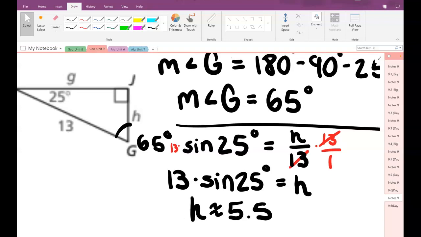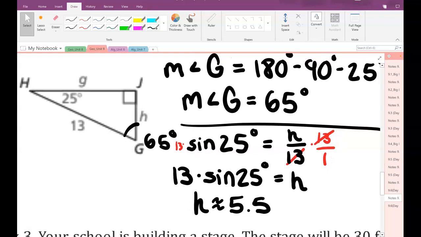Now we just have to find G is the one unknown we have left. Les is back there. You can check.